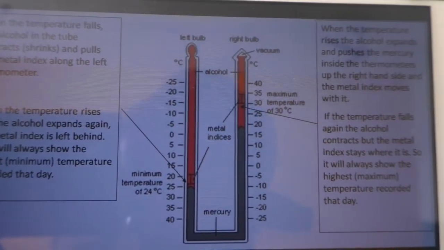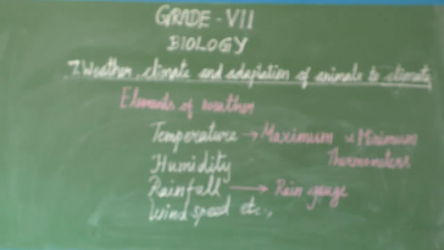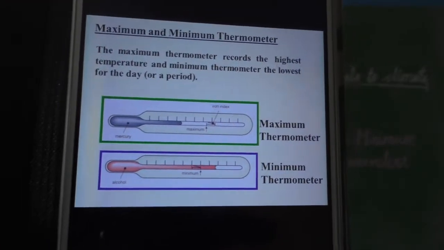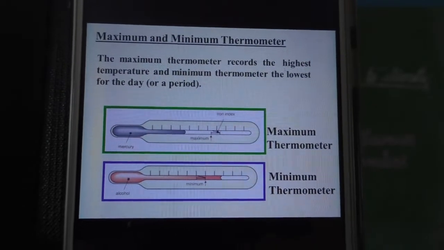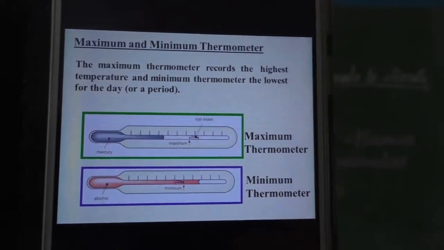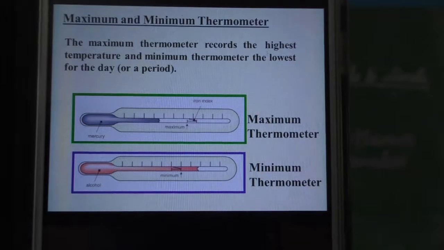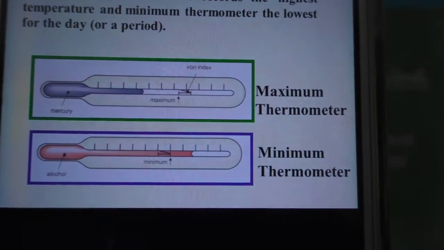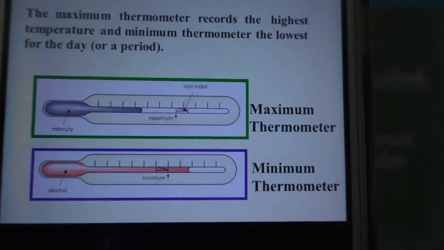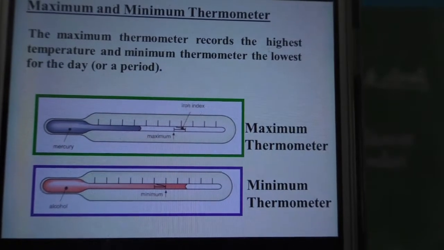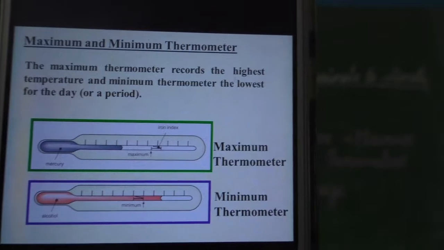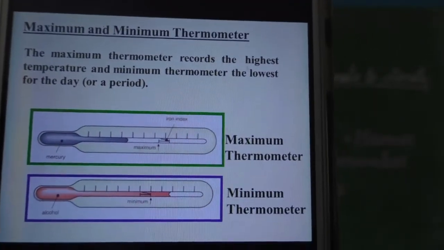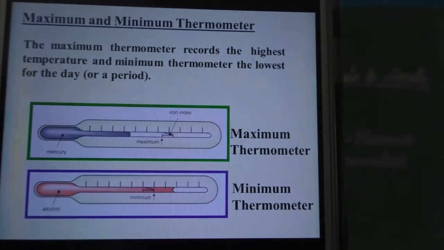By using this we can detect the maximum and minimum temperature of that particular day. Separate thermometers can also be used. Clear, children? That blue color is mercury, and here the alcohol is in red color. The maximum thermometer has mercury, and the minimum thermometer has alcohol. It records the maximum and minimum temperature of that particular day.